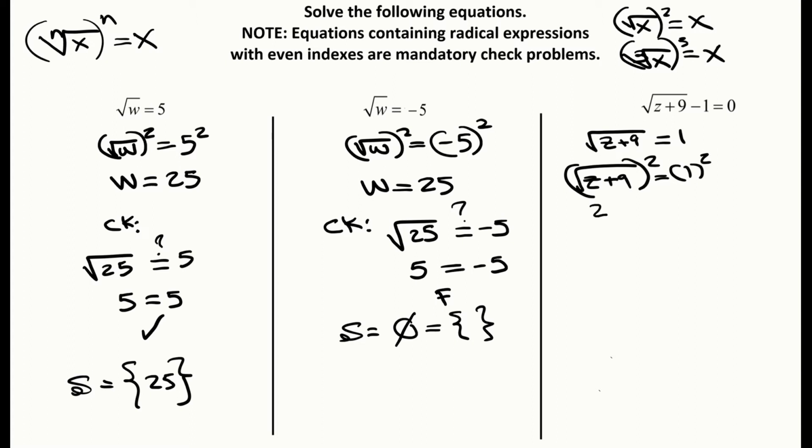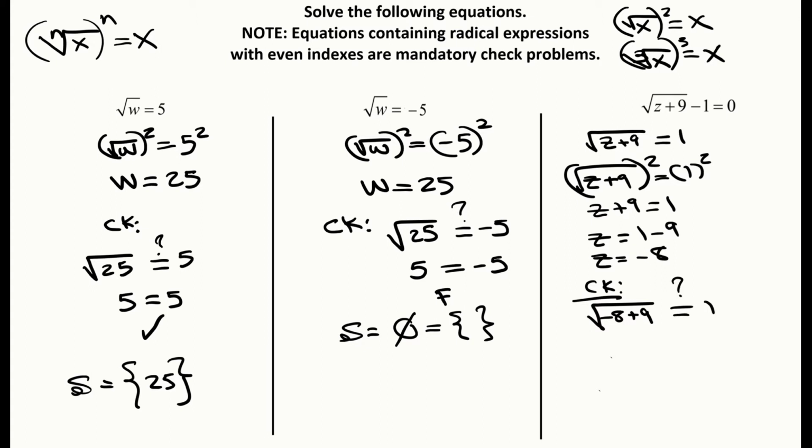So we end up with z plus 9 equals 1, and z is equal to 1 minus 9. So z equals negative 8. We quickly check it, and we realize the square root of negative 8 plus 9 is in fact equal to 1.